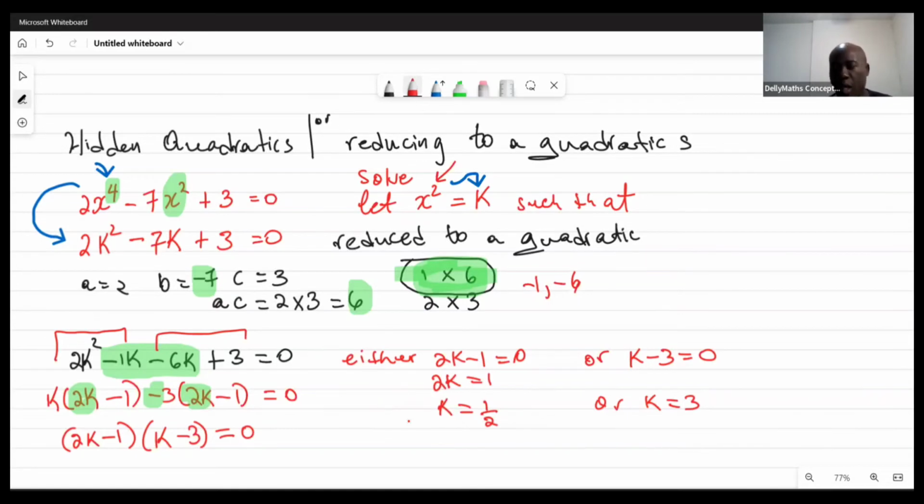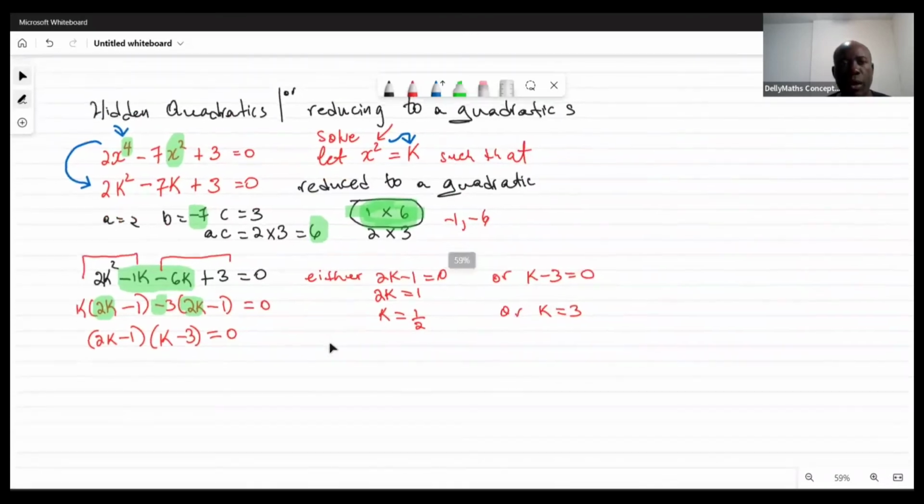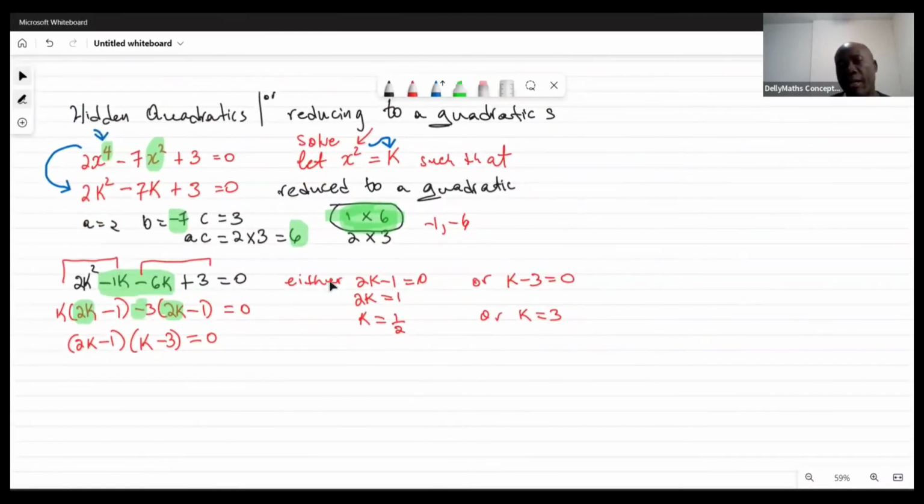Now, at this time, what we're going to do is go back to the beginning. So we want to go to the beginning and remember that in the beginning, we were the ones that said, let x squared equal k. So I'll say, recall that x squared is equal to k. We want to remember this, because remember, we're solving for x.